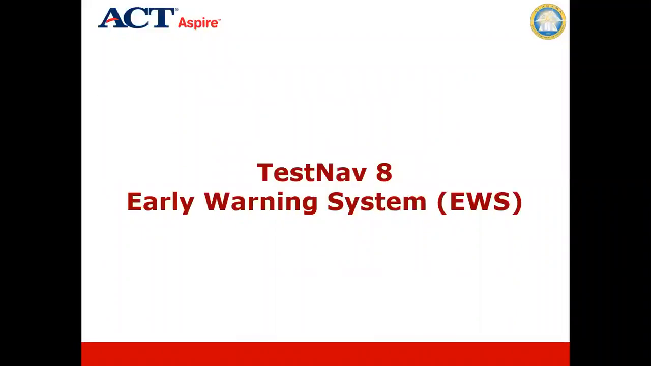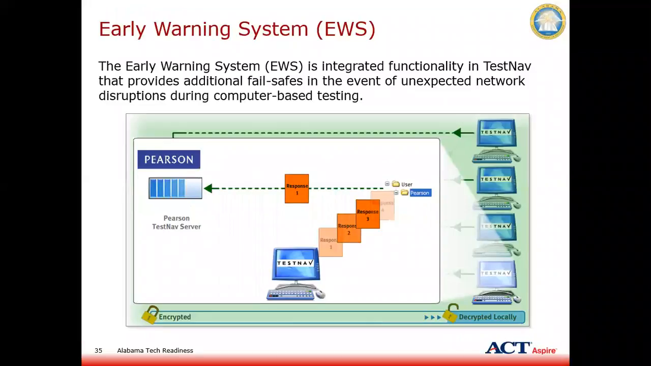The next component we're going to talk about for TestNav 8 is a behind-the-scenes component. It's called the Early Warning System, or EWS. It is integrated functionality in TestNav. Again, it's running in the background as students are testing, and it's there to alert you to issues that could arise during the test administration. This could be something like an interruption in network connectivity, or other applications attempting to take control of the desktop. So, we saw it went into full screen mode. If the student tried to access something, it would log them out.